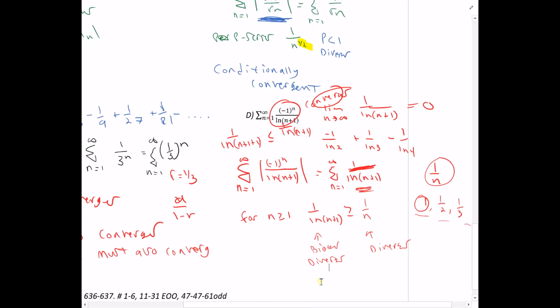And so what we showed is that the original converges, but the absolute value one diverges, which means that this converges conditionally. Or conditional convergence, right? Okay, hopefully this is kind of helpful.